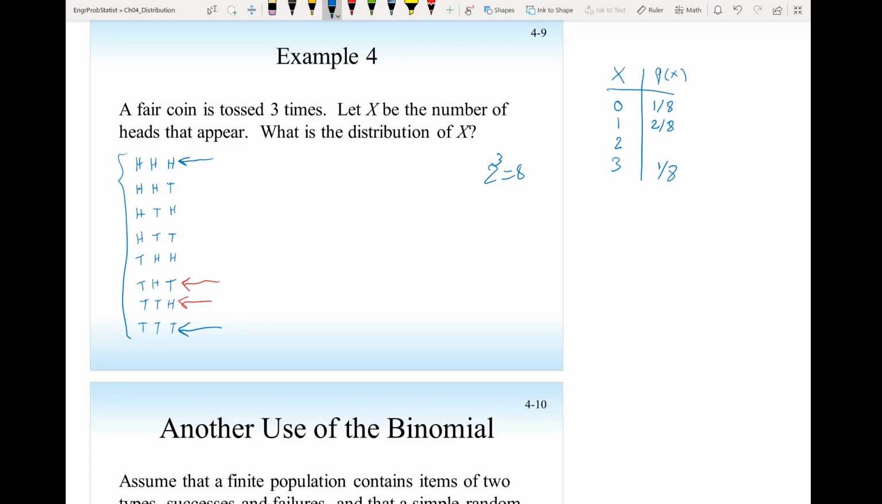Now let's see two heads. Two heads, I have this possibility, 1, these 2, these 3, so that is 3 over 8. Actually, we are missing this one. One head, there are actually 3 of them. So that is one head. There are 3 of them. So one head, this should be 3 over 8. So the total here should be 1. And that's 1. And that is the distribution of x.